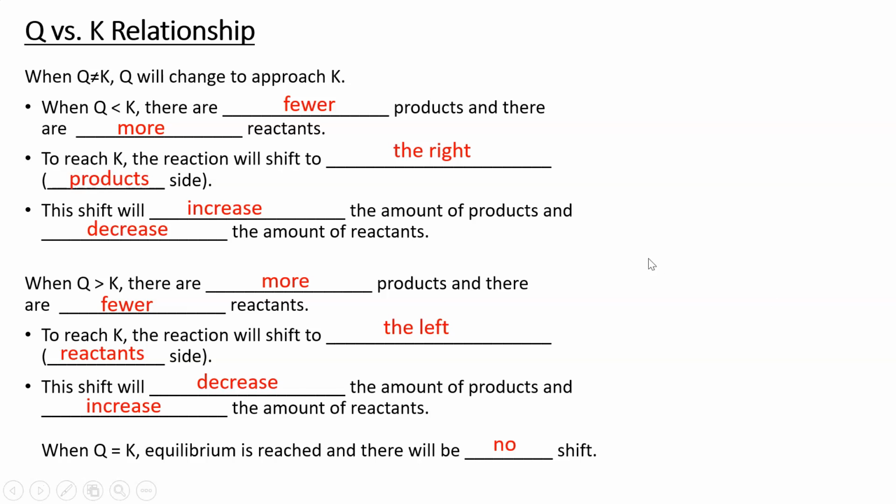So just kind of a recap, when Q is less than K, what that means is that you've got fewer products than you would at equilibrium, more reactants than you would at equilibrium. When Q is greater than K, you have more products than you would at equilibrium and fewer reactants than you would at equilibrium. This is a situation where the reaction is going to shift backwards. The reverse reaction would be favored down here. The forward reaction would be favored at the top.